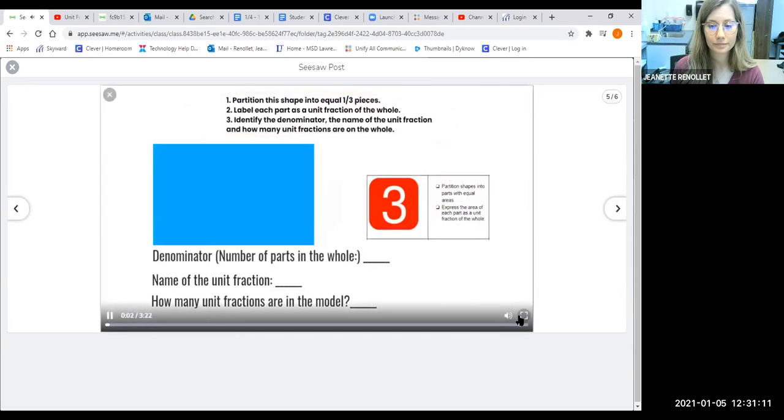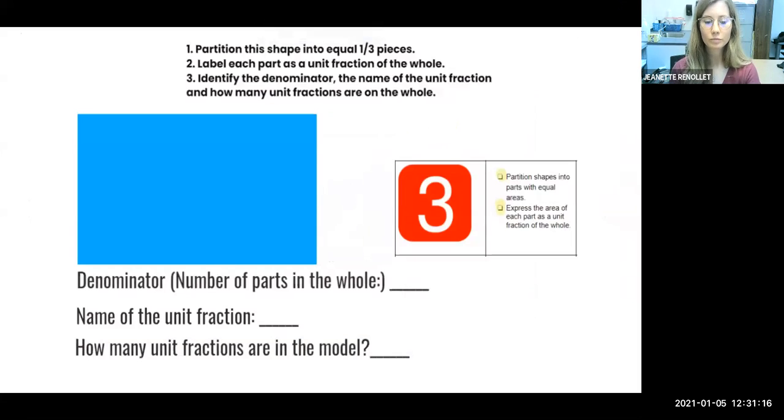When attempting to meet your goal to partition shapes into parts with equal areas and express the area of each part as a unit fraction of the whole, you may be given directions like this. 1. Partition this shape into equal 1/3 pieces. Now, we could use our drawing tools to try to partition the pieces, but when we don't make it equal, it's going to take a long time to erase the lines and reposition them. Plus, I'm a human, so I can make mistakes in keeping it straight. So, I'm going to show you a shortcut or a smarter way to work.